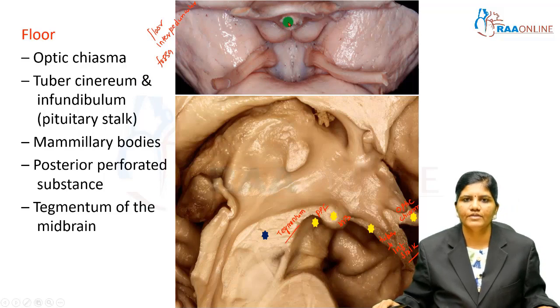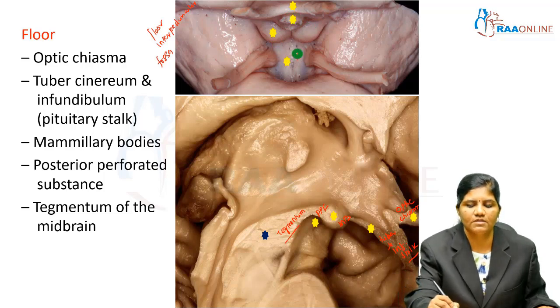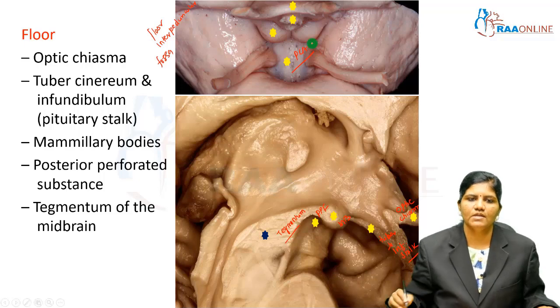From above downwards we can appreciate the tuber cinereum and the infundibulum of the pituitary stalk, and the mammillary bodies on either side. So this is the mammillary body and this is the tuber cinereum. Deep to that is the posterior perforating substance, which is pierced by the branches of the posterior cerebral artery.